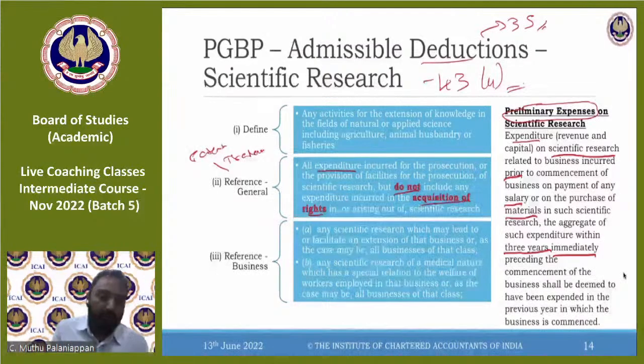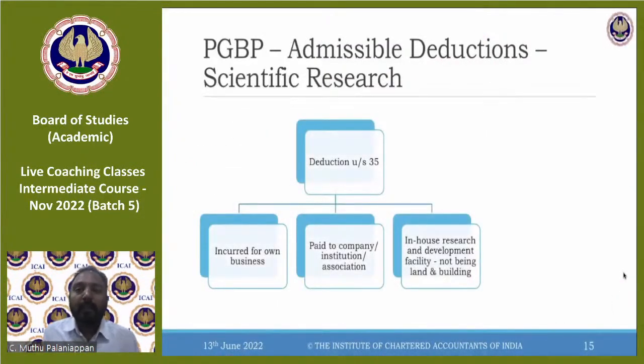So moving on. This scientific research, we are going to categorize into 3 broad categories. One is, I am incurring for my own business. Please understand the deduction is eligible 100%. Whatever you are spending is eligible. So the first category is, I am incurring for my own business. So I have a business. In my business, I am doing some scientific research. So my business itself is into scientific research. So that's the first thing. Second is, I am paying to a company, institution, or association. We'll talk about what company, what institution, what thing. We'll discuss that. So I am paying to a third party.